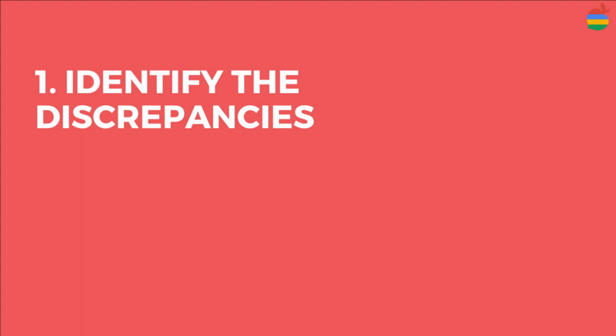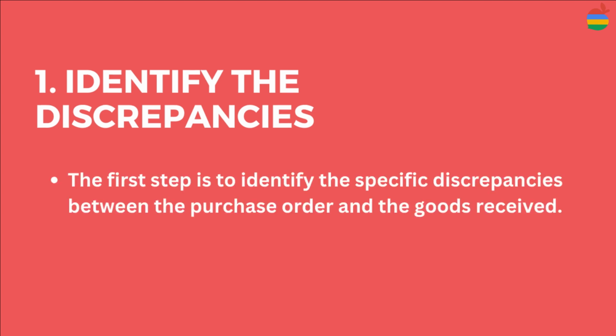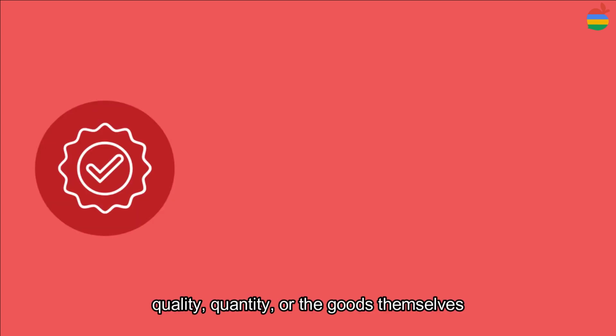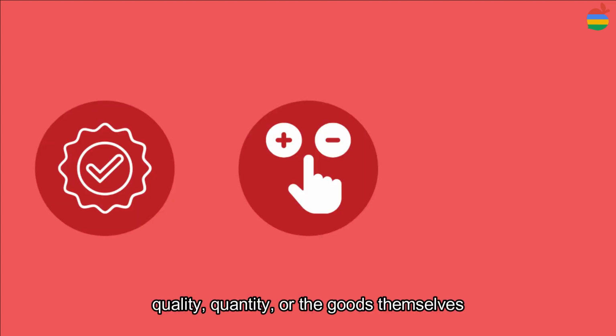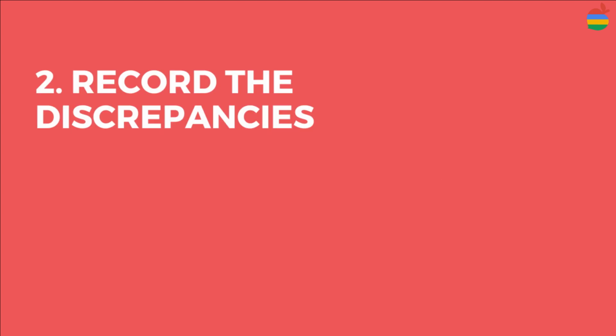First, identify the discrepancy. The first step is to identify the specific discrepancy between the purchase order and the goods received. This may include differences in quality, quantity, or the goods themselves. Number 2, record the discrepancy.